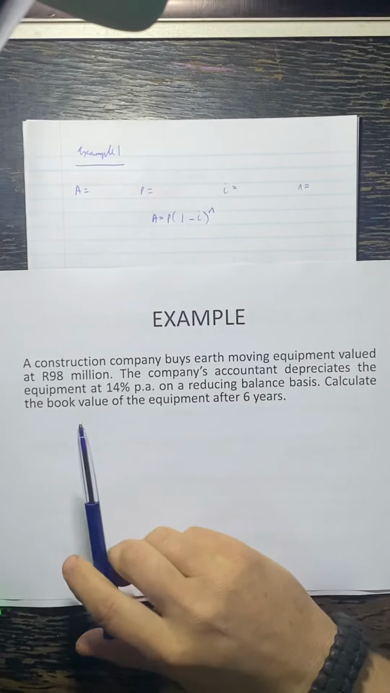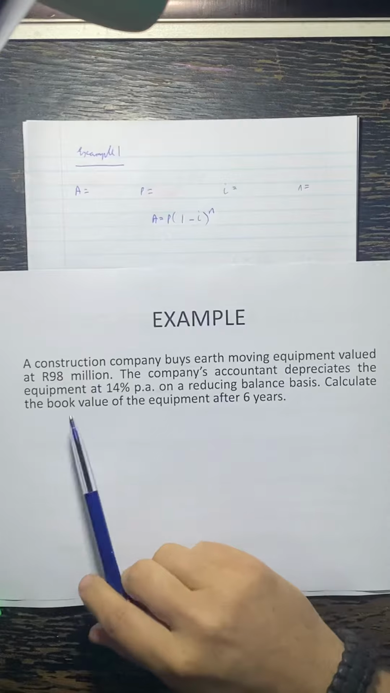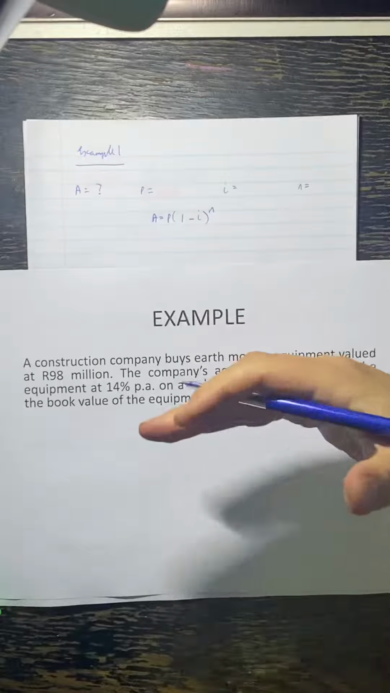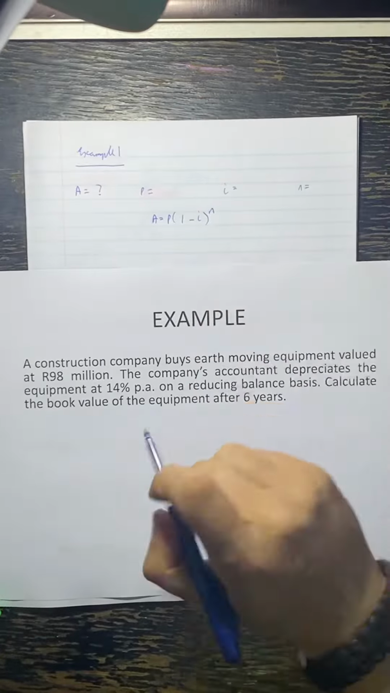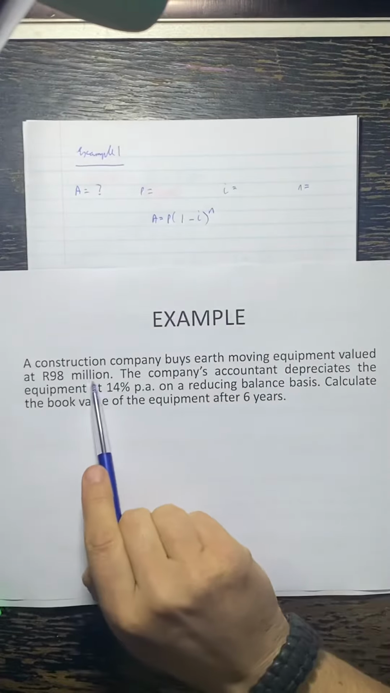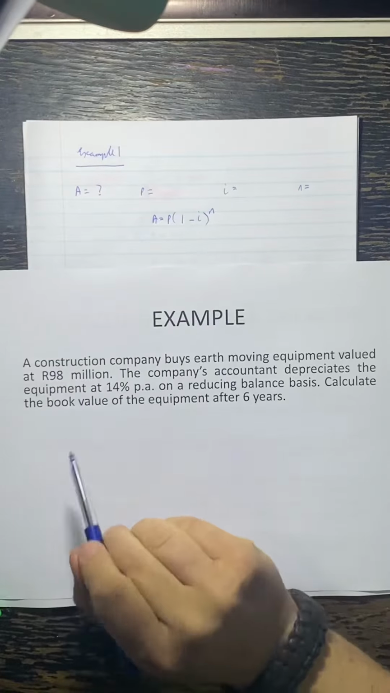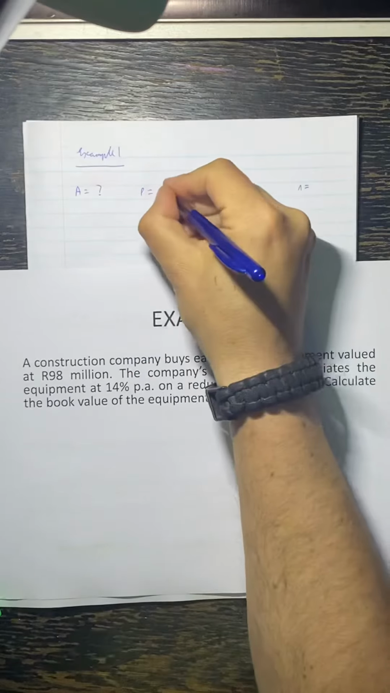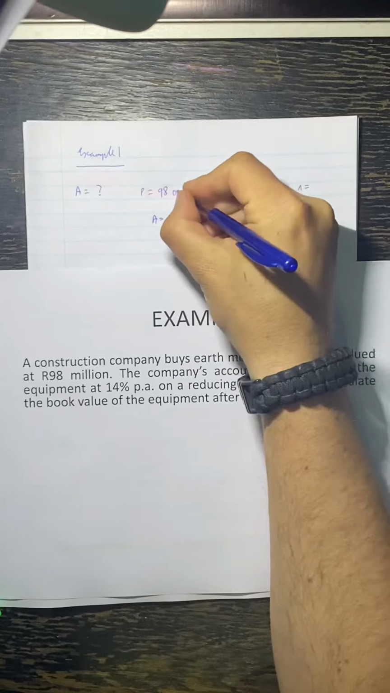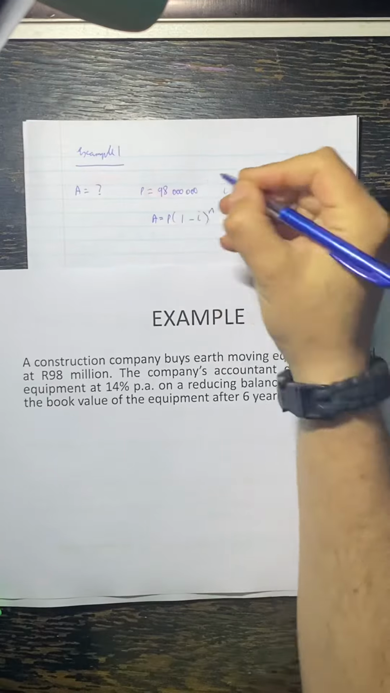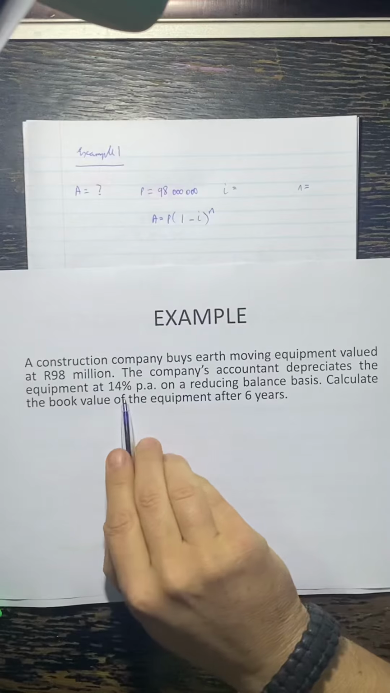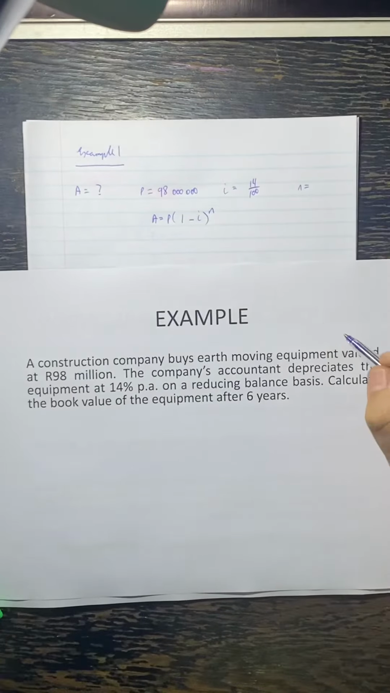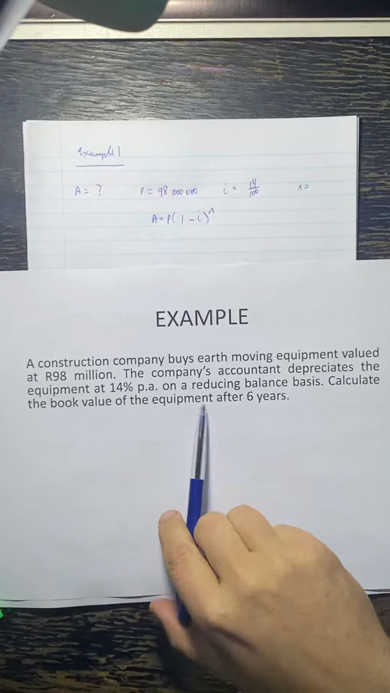Now, if we go through this question, they are asking us to calculate the book value. That is the accumulated amount after a depreciation of some time period. Our principal amount is what this thing is worth initially. Now, guys, don't just write 98. Write out the full number. So it'll be 98 million. The interest, they told us, is 14%. We write that as 14 over 100. And then the time period, they told us, was 6 years.